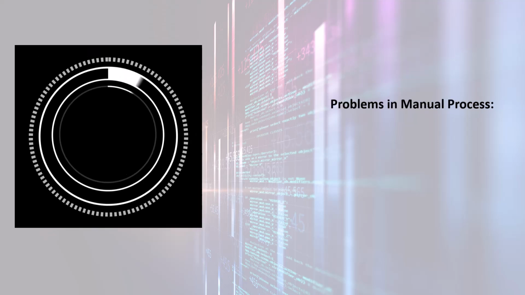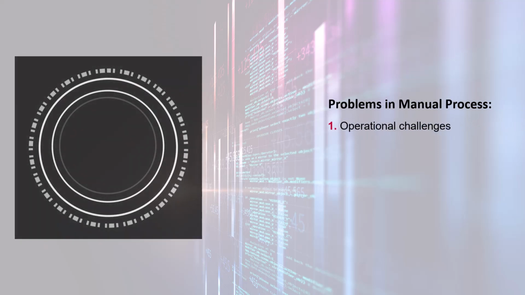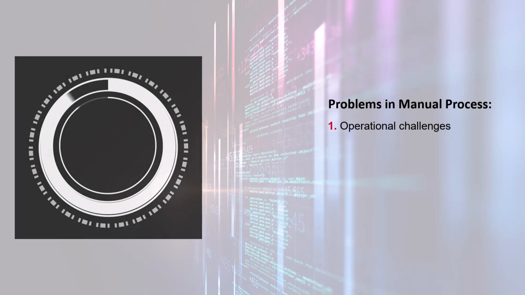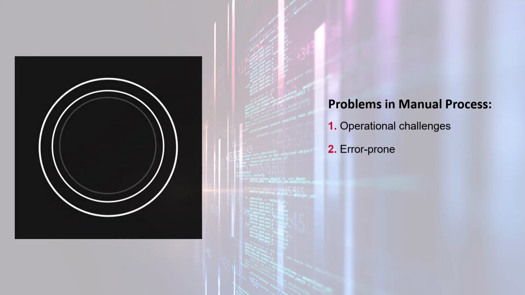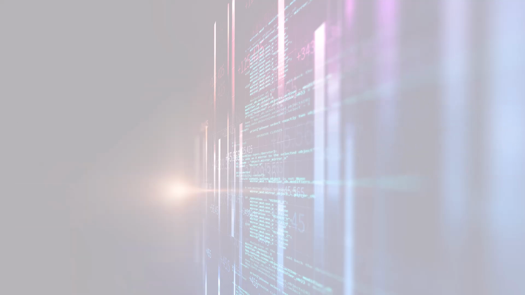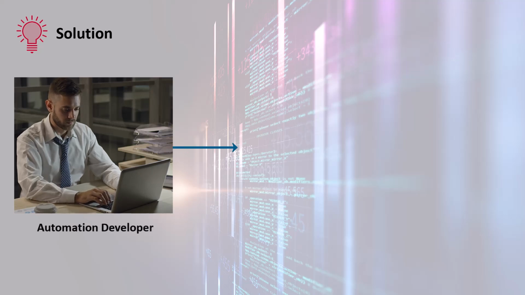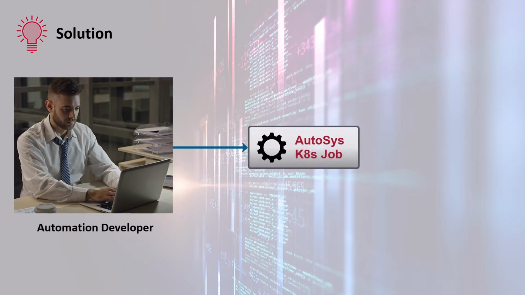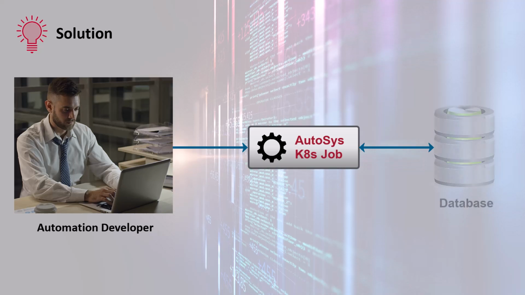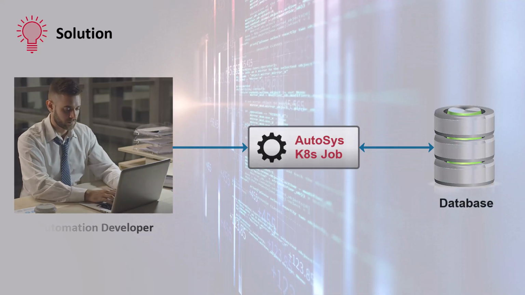Due to its manual processes, the bank faces significant operational challenges in achieving real-time data ingestion. They are prone to errors and do not provide the efficiency required to meet the demands of a modern banking environment. To overcome this challenge, the workload automation developers can create the AutoSys Kubernetes jobs. Based on the incoming data volumes, the K8s jobs can automatically increase and decrease the pods.